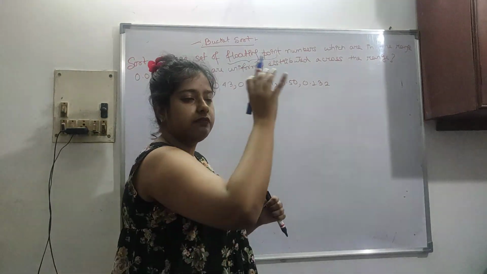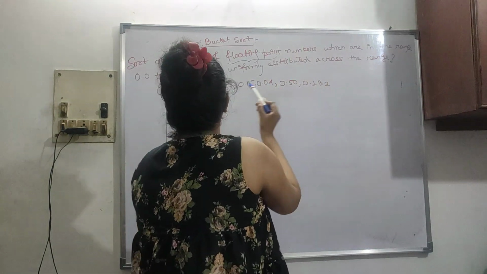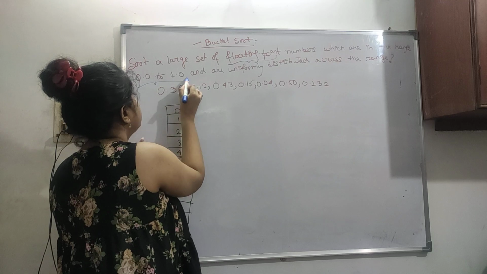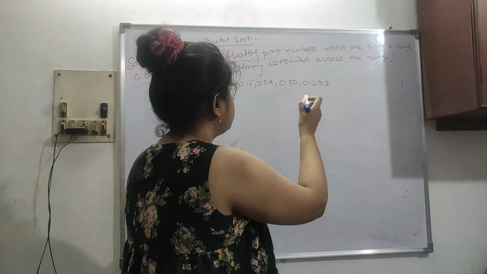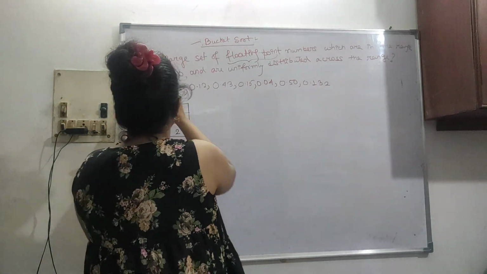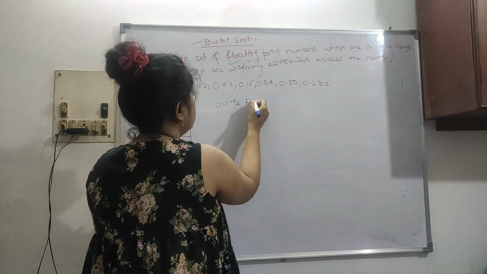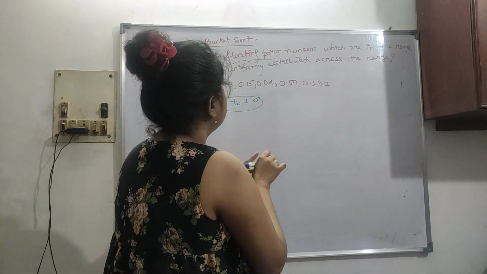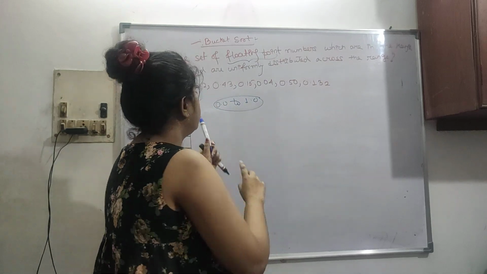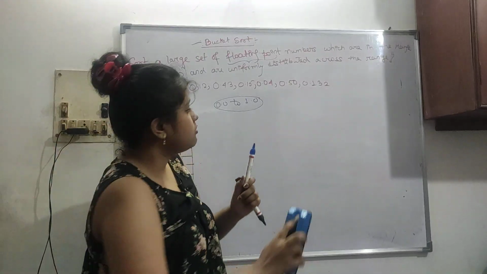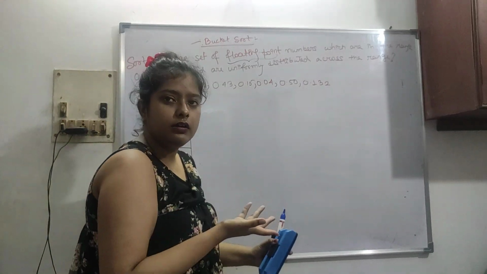For some radix points, after that some digits are present, which are in the range between 0.0 to 1.0 and are uniformly distributed across the range. So between these two, 0.0 to 1.0, uniformly distributed, we will sort them with the help of these buckets. So now these are our numbers. We have to sort these in this algorithm.